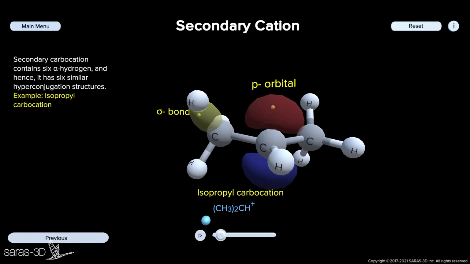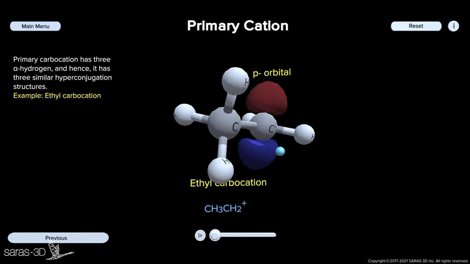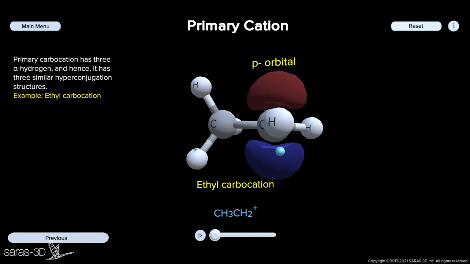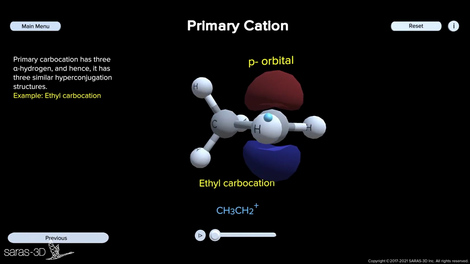So that means it is going to have how many possible hyperconjugation structures? 6 plus 1, that is 7. So there are a total of 7 hyperconjugation structures possible for the secondary carbocation. And for the primary carbocation, we can see it has 3 alpha hydrogens. So how many total hyperconjugation structures are possible? 3 plus 1, that is 4. So the primary carbocation is going to have 4 total hyperconjugation structures.